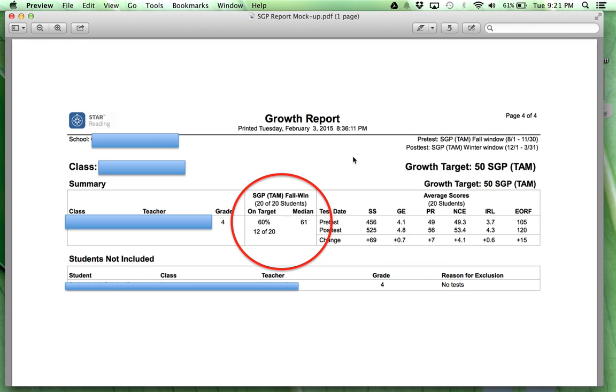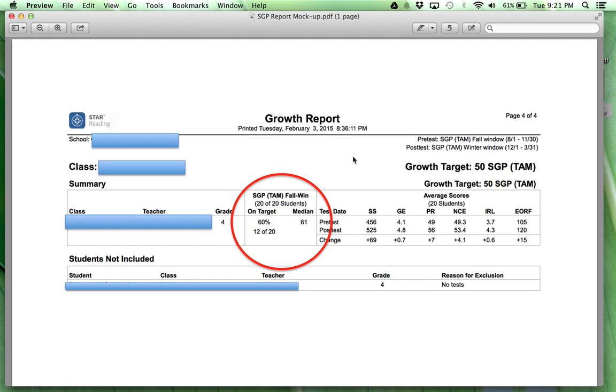Typical growth is 50 SGP or 50 student growth percentile points. Any student that's over 50 is at or above typical growth for other students that same age group, and we're comparing students across the country, millions of different tests. So most kids at this time of the year are being normed to around 700,000 other test takers. So pretty accurate measure of what typical growth at this time of the year is.